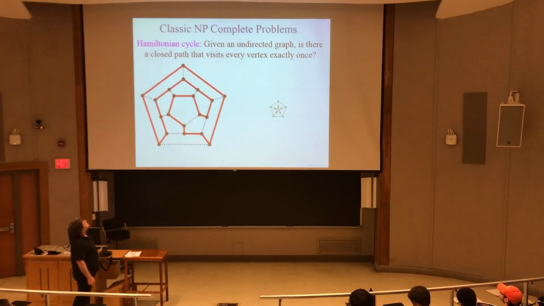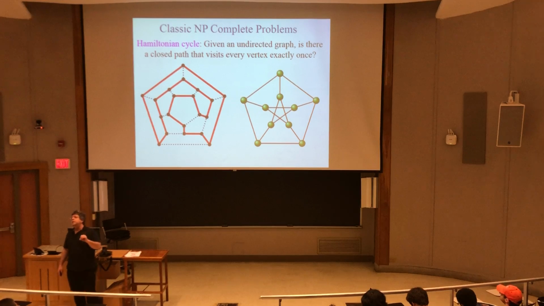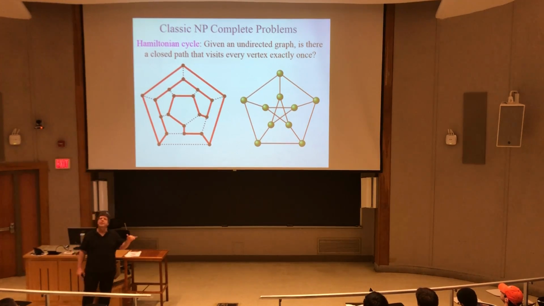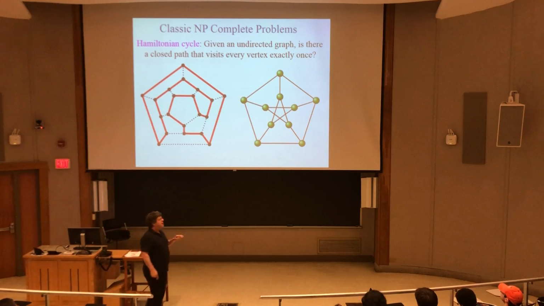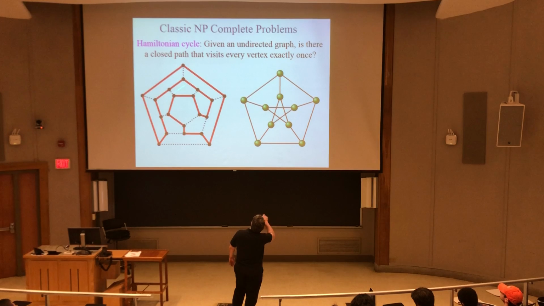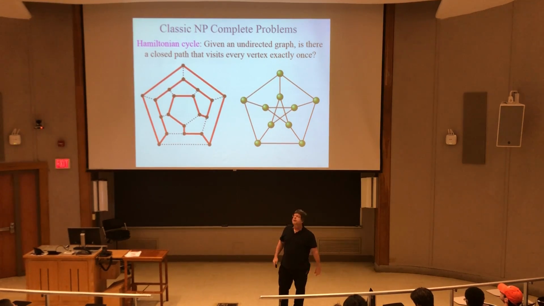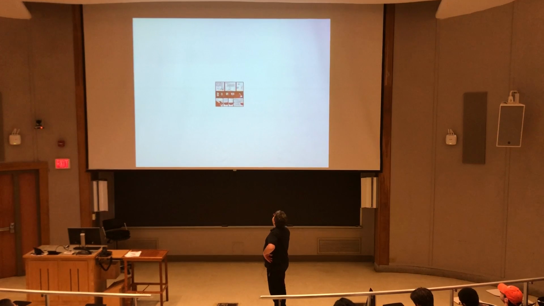Hamiltonian cycle. Given a graph, is there a path through the graph that covers every node exactly once? Not every edge exactly once. Some edges can remain uncovered or untraversed by this path. But you've got to traverse every node at least once. So there's a Hamiltonian path in red through this larger graph where these dotted edges are not used in the path. Only the red edges are.